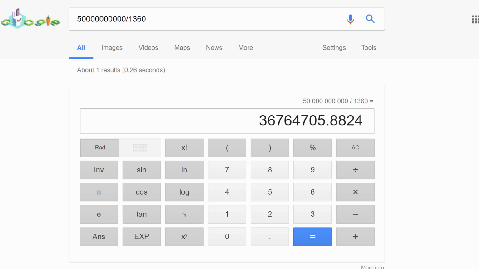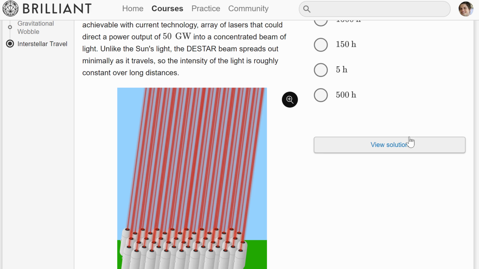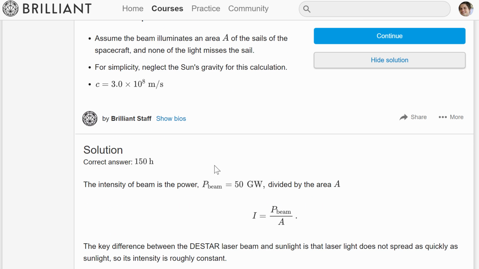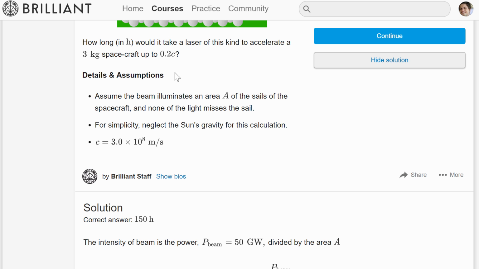And it actually does. So as a matter of fact, if we were to fire these lasers at the same type of sail that's about 3 kilograms in mass, it would take approximately 150 hours for that object to reach about a fifth of the speed of light. In other words, for it to move at 0.2c, we would need to shine those lasers at this object for approximately 150 hours, which is actually pretty crazy.